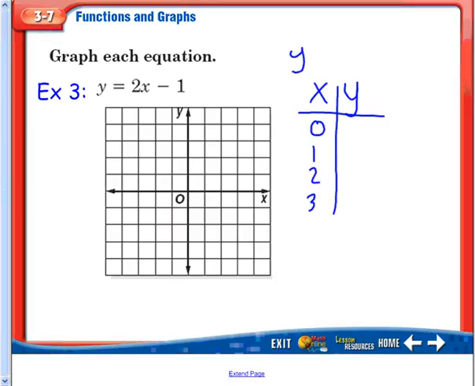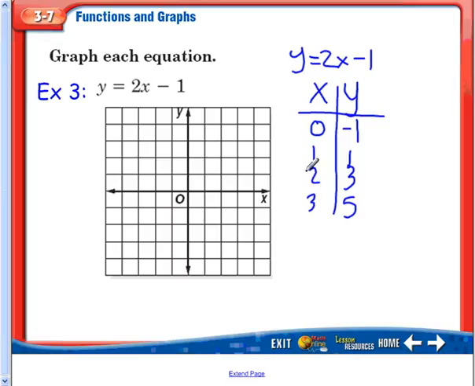I'll write my function over here so I can see it a little bit easier with my table. Y equals 2x minus 1. When I put 0 into the equation for x, 2 times 0 is 0, minus 1 gives me a negative 1. When I put 1 in for x, 2 times 1 is 2, minus 1 gives me 1. When I put 2 in for x, 2 times 2 is 4, minus 1 is 3. And when I put 3 in for x, 2 times 3 is 6, minus 1 gives me 5.